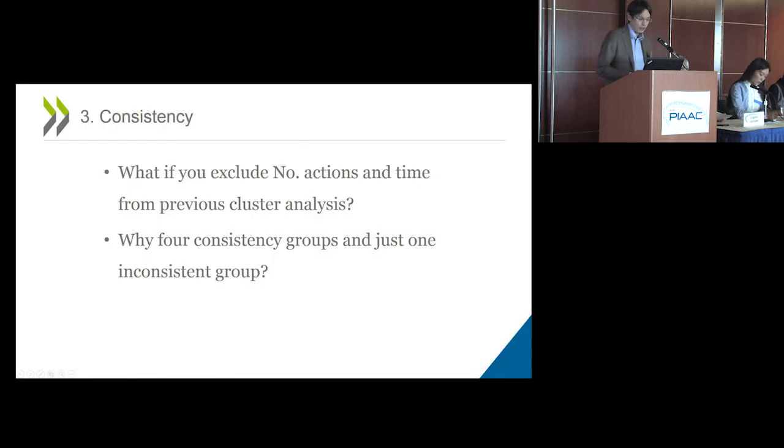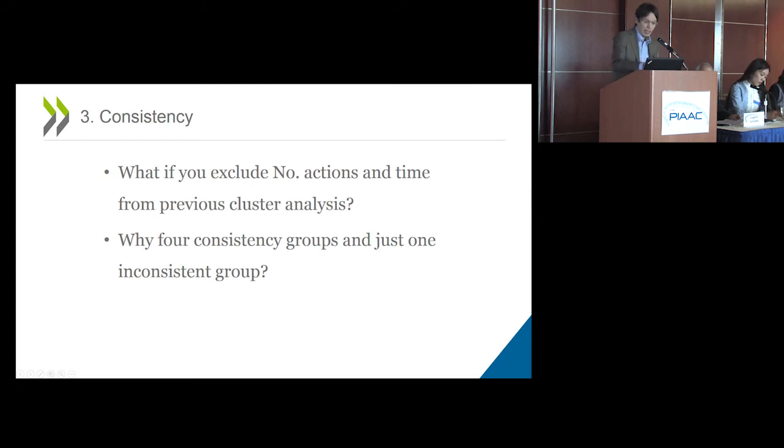Why 4 consistency groups and just 1 inconsistent group? I'm afraid I have the feeling that the results that you get in this section are mostly driven by how you classify the respondents in the 5 groups. For the consistent behavior, you have 4 different groups. For the inconsistent behavior, you put everybody in the same inconsistent group. So of course you have a very diverse set of people. If you put cluster 1 and cluster 3 in the same group, you would have said the same thing with group 5, which is the inconsistent group.